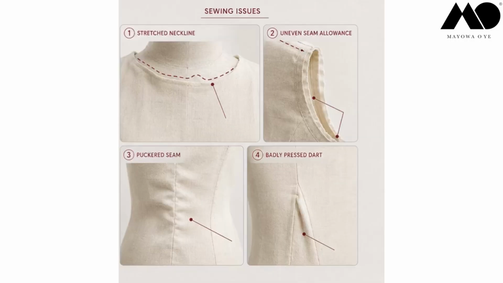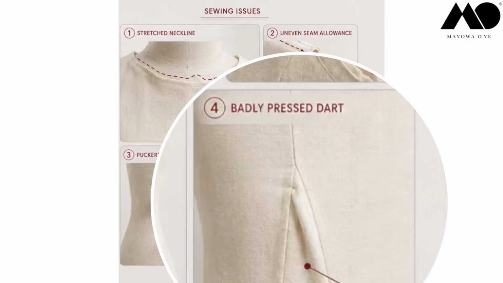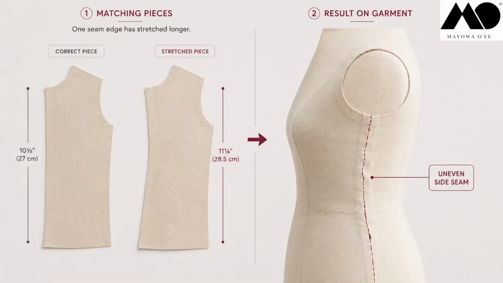Another example is a dart. A dart may be positioned correctly on the pattern, but if it is sewn too long, too short, too sharp, or not pressed properly, it can create a bump or drag line. Again, this does not always mean the pattern is wrong. Sometimes the execution is what changed the results. Let's say your side seams are not matching properly now, for example. Before you immediately redraw the old pattern, check the construction first.